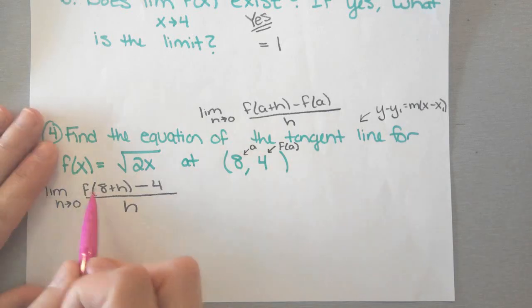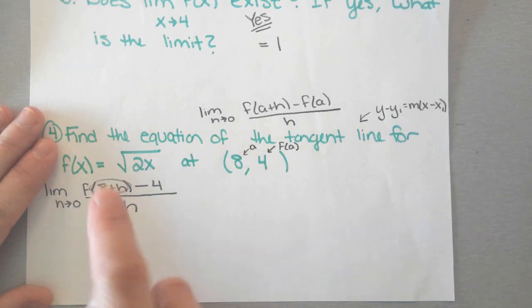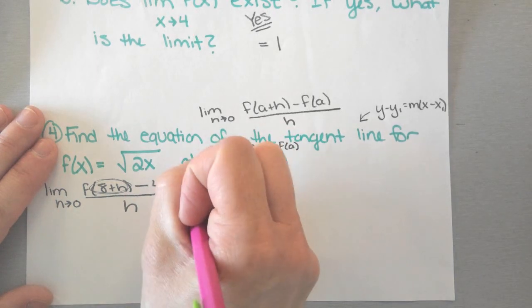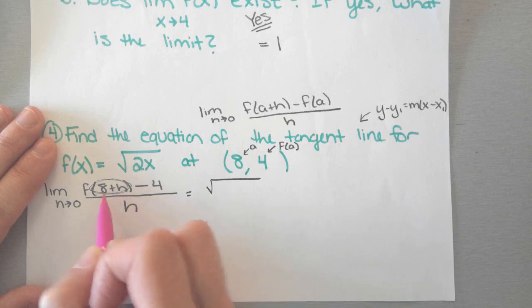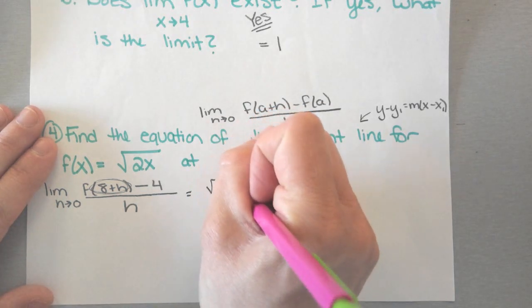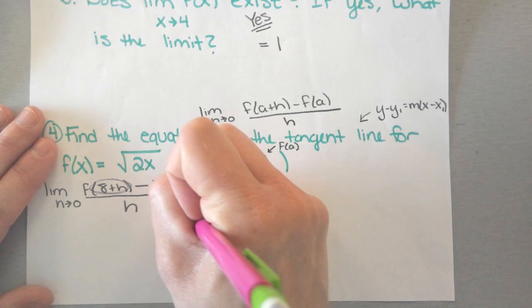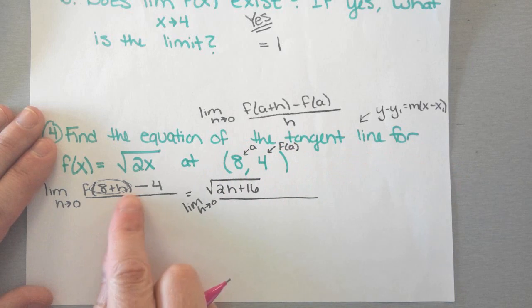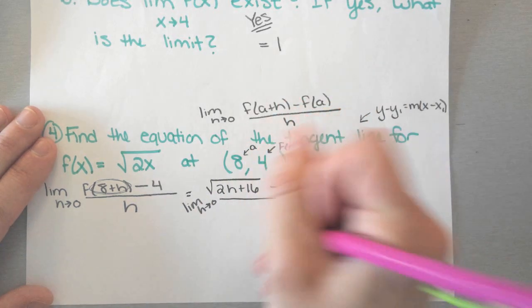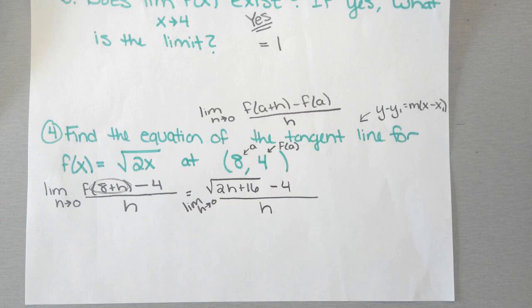Alright, so now I'm going to go ahead and plug in. I need to plug in my 8 plus h. So I get the square root of 2 times h plus 8. So that'll be 2h plus 16. And then I have my minus 4 at the end, and it's all over h. So I took this, and I plugged it in here, and I doubled it. So this became 16, this became 2h. And you know I can't live my life without the variable being in front, so I moved it out front.